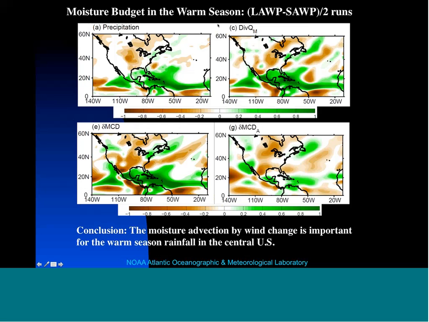Warmer season, from April to September. Again, rainfall and moisture divergence, you see the pattern is similar. Again, the rainfall is controlled by the moisture divergence term, and then again, the moisture divergence term is controlled by the mean circulation dynamic change. However, it's different from the cold season: during the warmer season, the moisture advection term is dominant. So the conclusion here is that during the warmer season, moisture advection by wind change is very important for rainfall over North America.